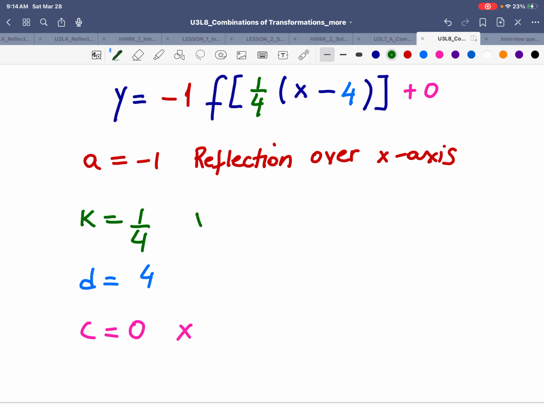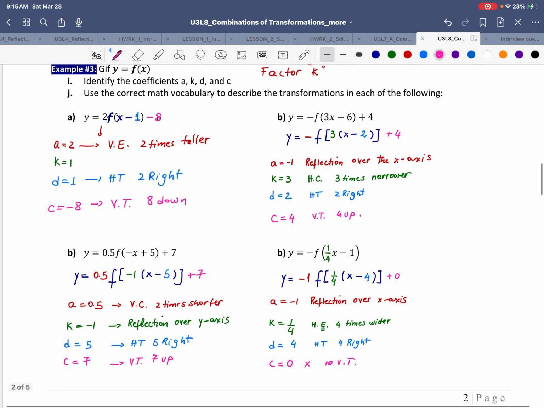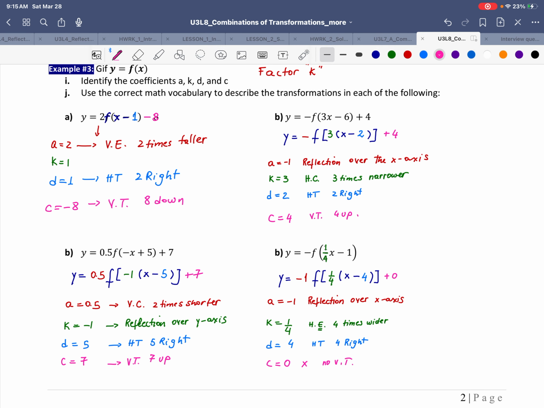k of 1 over 4 means that there is going to be a horizontal expansion, and the graph will get 4 times wider, or you can say horizontal expansion by a factor of 4, or horizontal expansion by a factor of 1/4, meaning that k is 1 over 4. So again, the key word is expansion here. d is 4, that's a horizontal translation of 4 in the positive direction, so 4 to the right. And there is no vertical translation. So this is how you describe the transformations of a function when an equation is given.